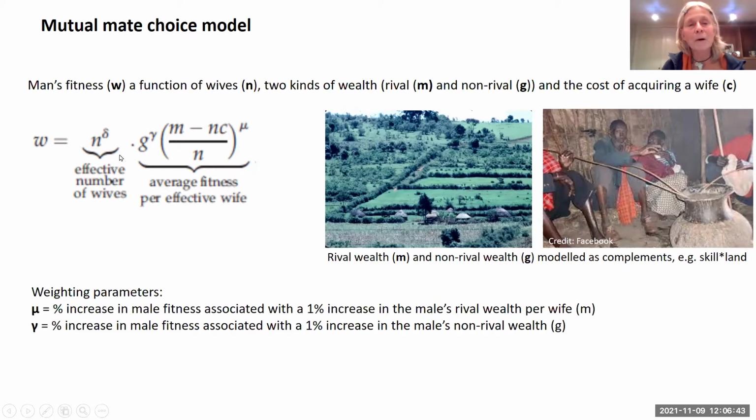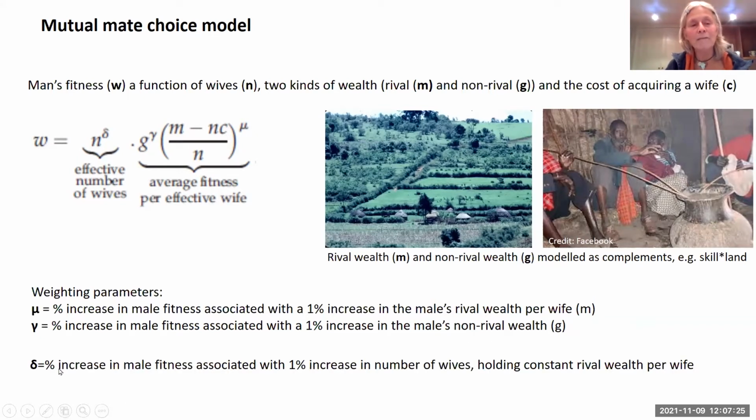So this model identifies two important weighting parameters, which are basically elasticities. So mu here is the increase in male fitness associated with a 1% increase in male rival wealth per wife. So effectively, you can just think about this as the importance of rival wealth for a woman's fitness. And gamma is exactly the same thing, but of non-rival wealth, basically the importance of non-rival wealth to fitness. And so up to here, this is pretty much the standard polygyny threshold model.